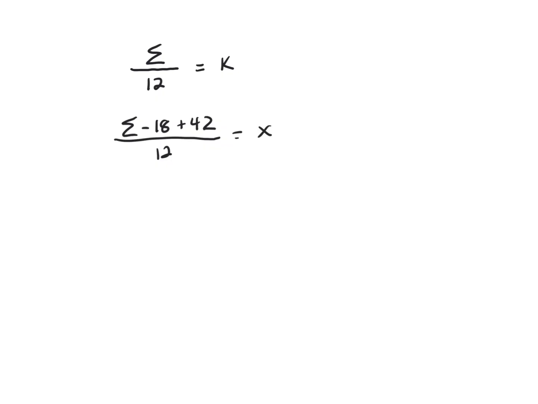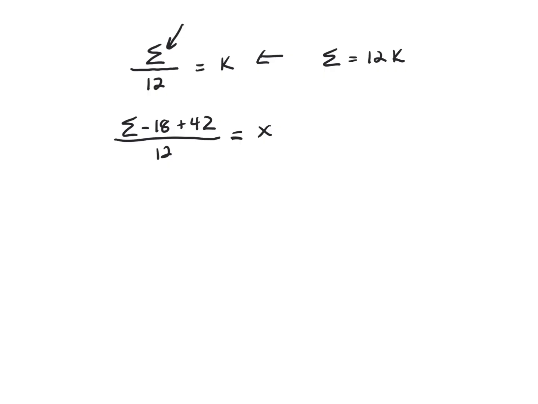So we're trying to find X. You're trying to find that average in terms of K. That means your answer will have a K in it. So I'm trying to solve for X. I've got all these variables. But if I take this top equation and I solve it for this summation symbol, you would need to multiply both sides by 12. So sum equals 12K.